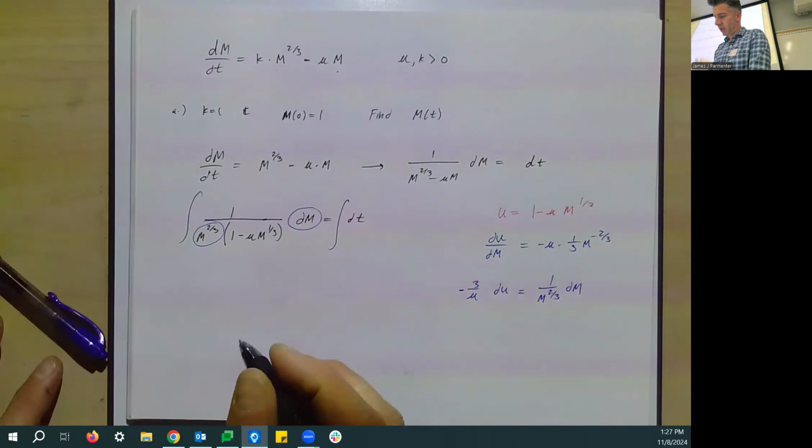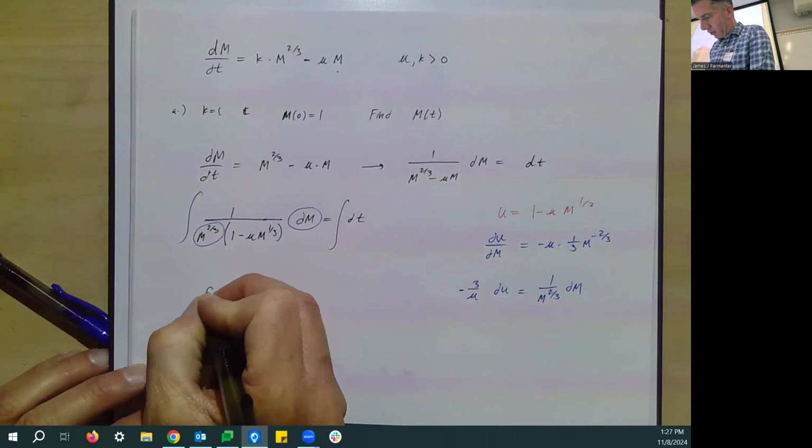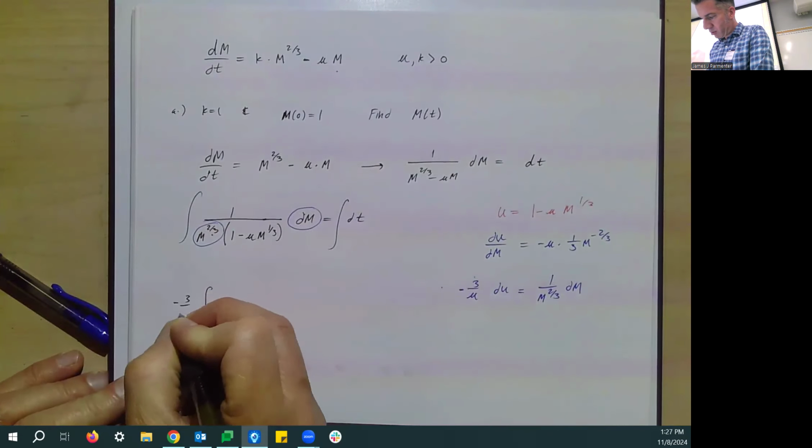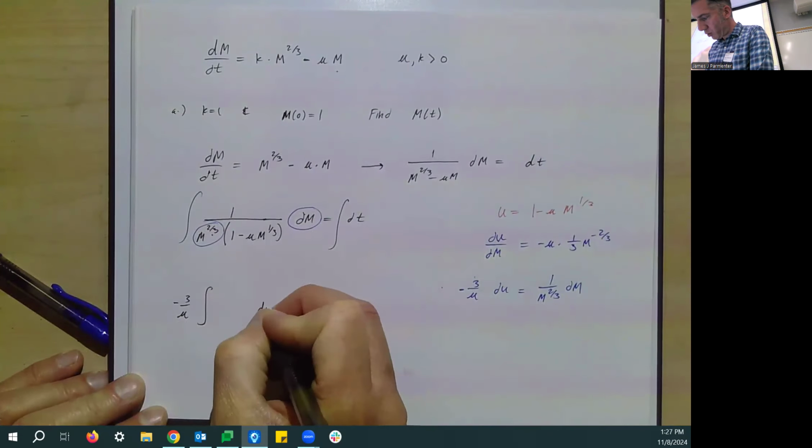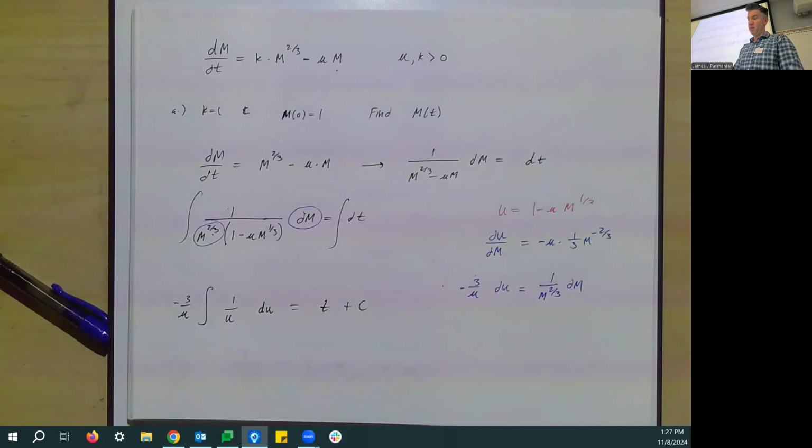So we're going to rewrite the left-hand side as the integral of dm over m to the 2/3, which is going to be negative 3 over mu times du, and then the rest of this is just 1 over u. On the right-hand side, just t plus a constant. It's tricky. It's real tricky. I don't know if there's any other way to do that other than seeing the trick.